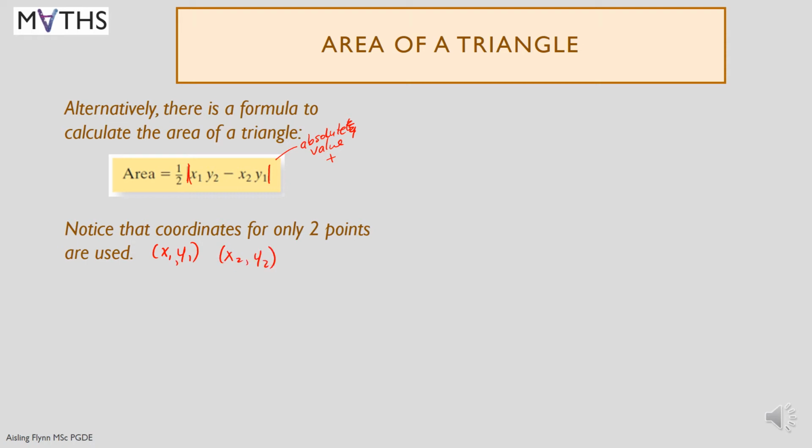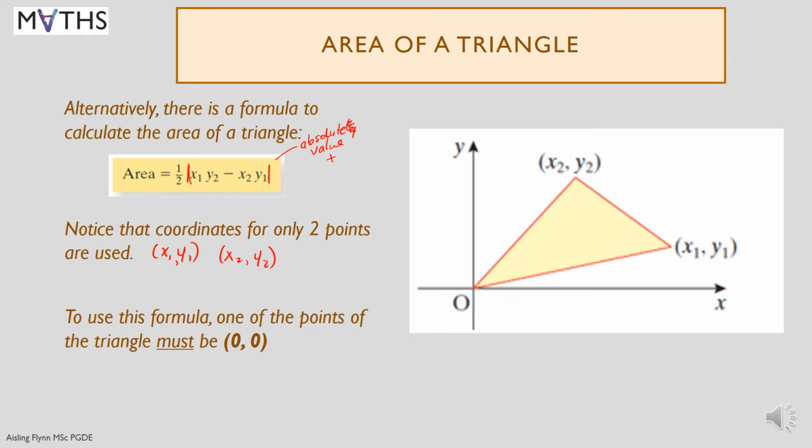So why do we only need to use 2 points? Well, to use this formula, one of the points of the triangle must be 0, 0. Then we can leave that one out of our calculations and use the other two. So we must have a triangle that's set up like this, where one of the points is on 0, 0, and then the other 2 points take part in our calculation.